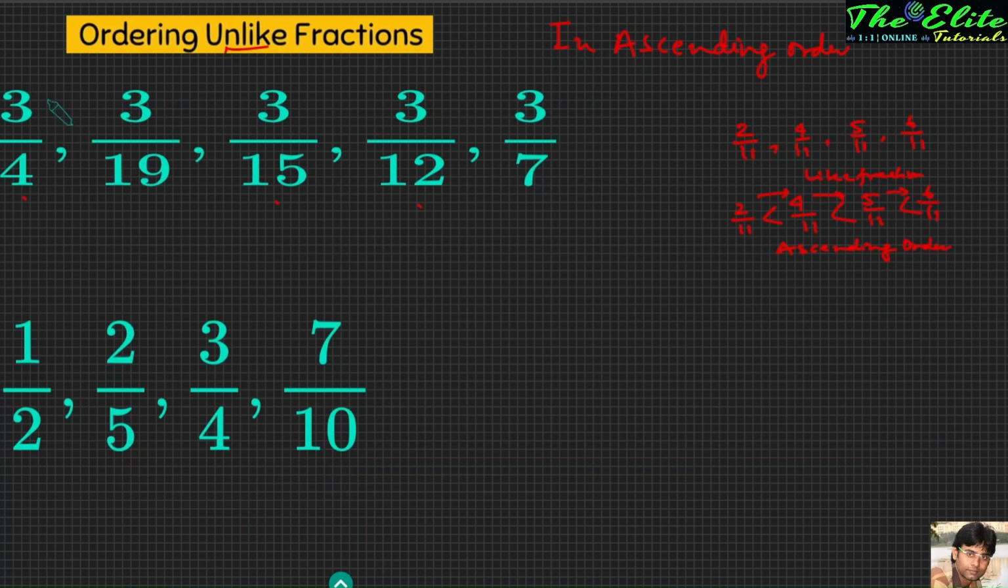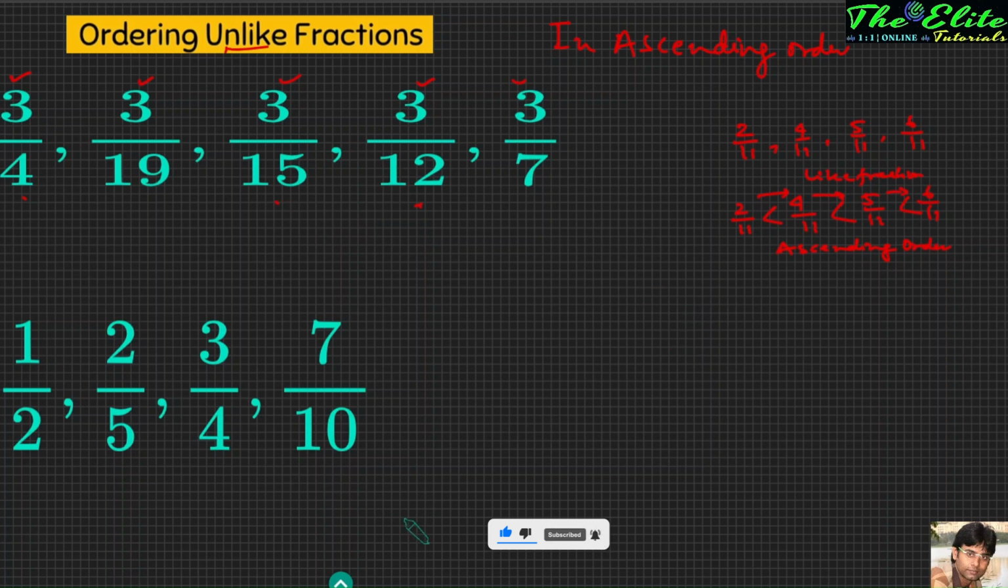Actually, see, you may not have noticed that the numerator everywhere is same. 3, 3, 3, 3, 3. So as I said, if the numerators are same and denominators are different, even in that condition, finding the order is very easy. How? The greater the denominator, in this case, the lesser the number.